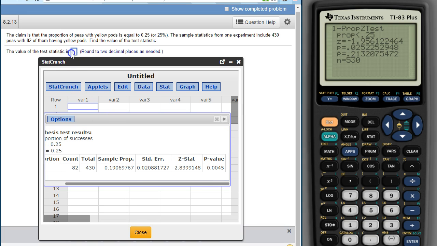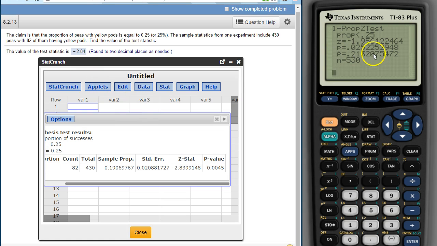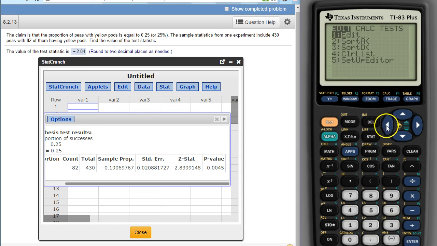Or 2.84, sorry. Alright, so that's StatCrunch's version. The calculator version, again, is Stat, and underneath the Test menu, 1-PropZTest, for proportion, and then test because we're doing a test statistic.